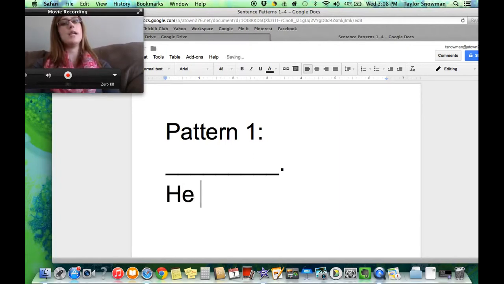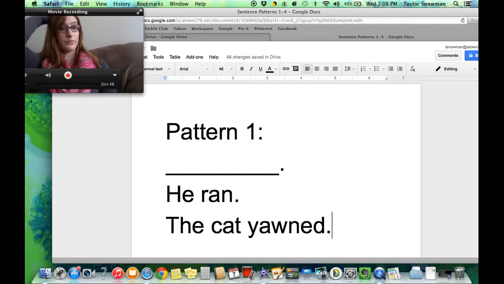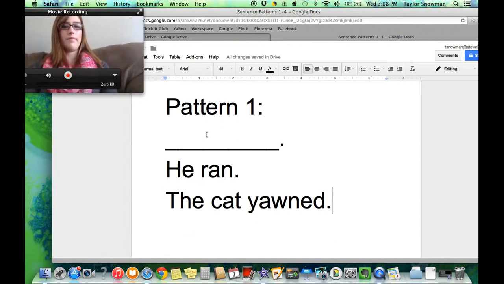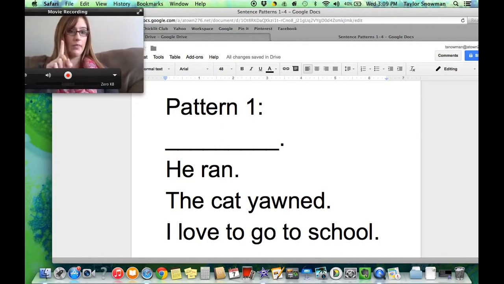So it could be, he ran, period. It could be, the cat yawned, period. Okay? It could be, I love to go to school. So they're not always super short, but it's just one idea. That's what's important to remember. It is one idea. One thought, one idea is a pattern 1. So easy to remember. Pattern 1 is in a lot of ways the easiest pattern.